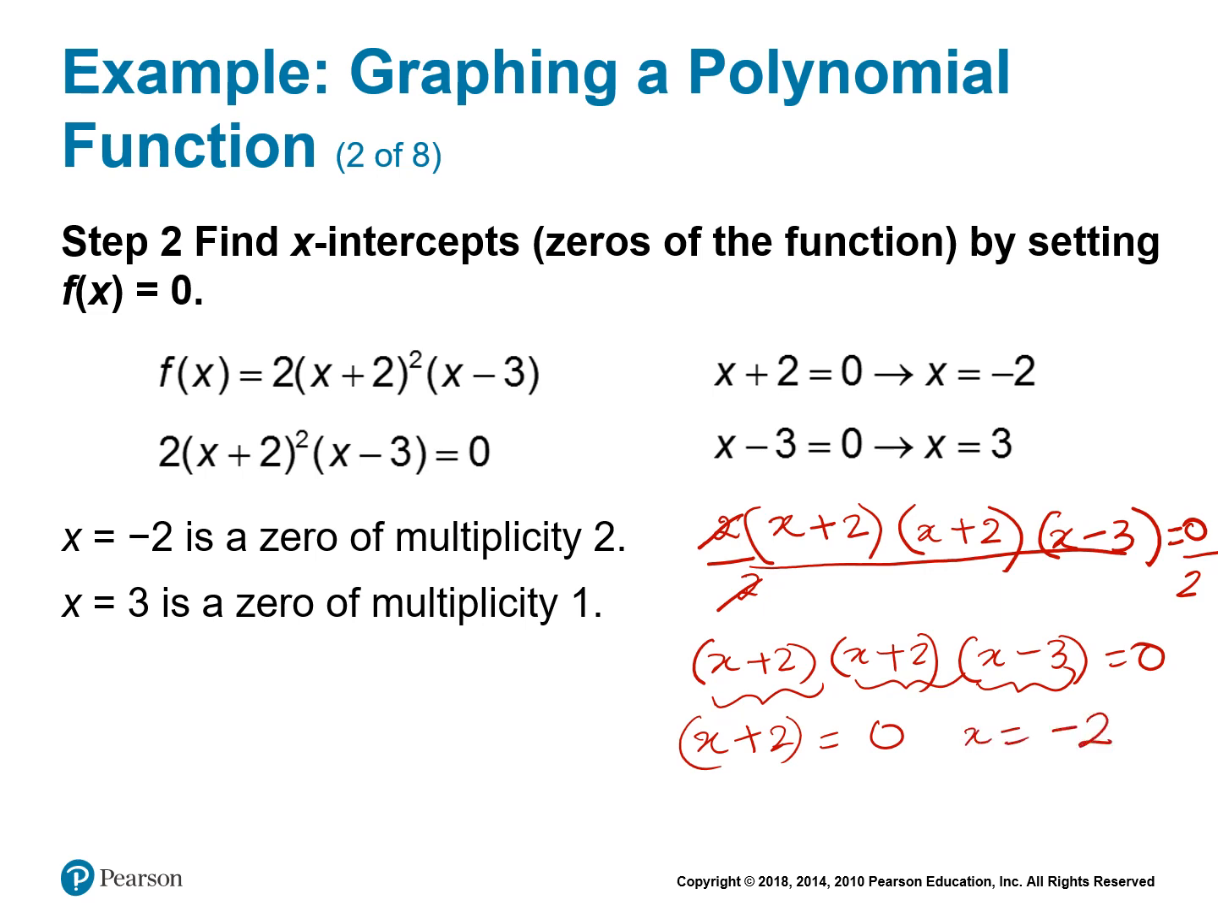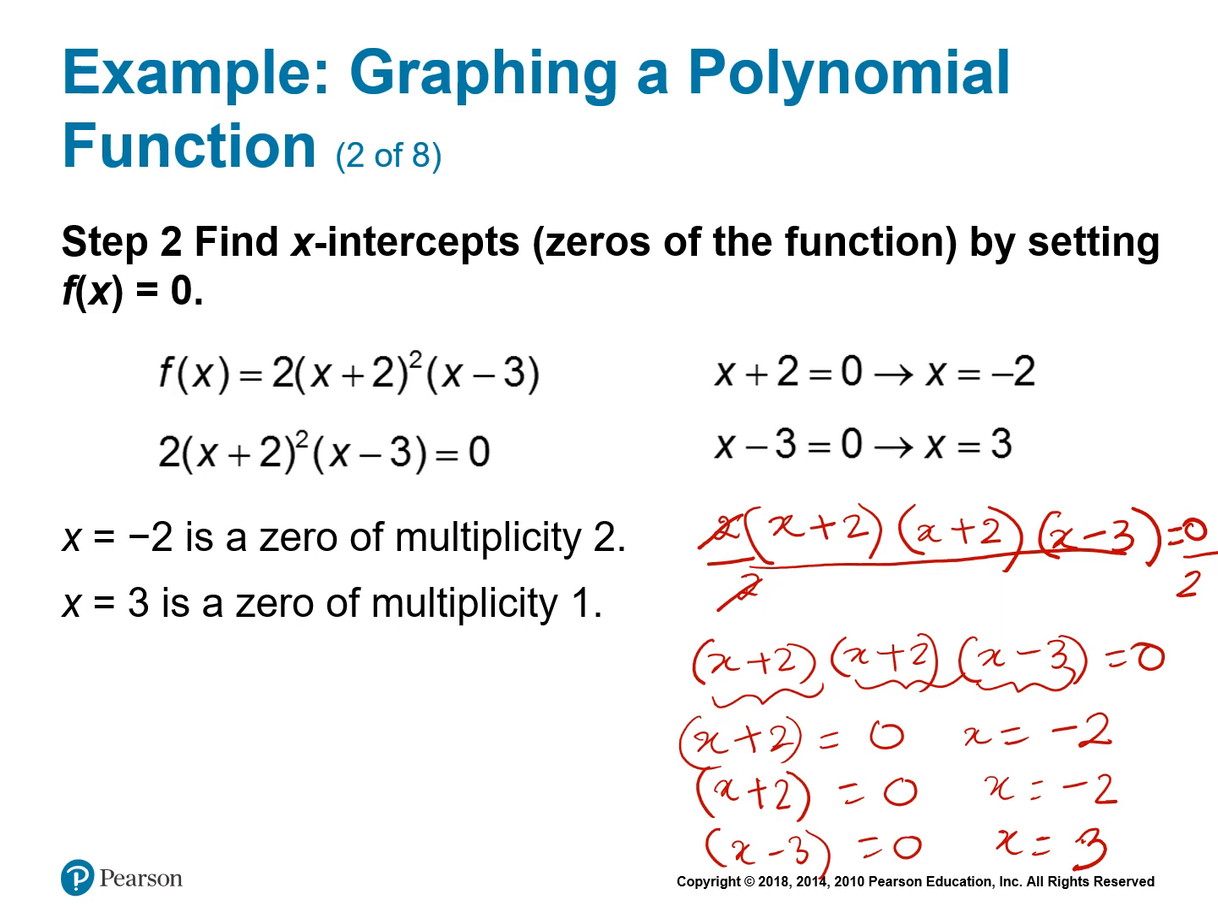Then we have this second factor, which is x plus 2. Just a second, I lost my pen here, so bear with me. X plus 2, that's the second factor, equal to 0. Therefore, x equals negative 2. And lastly, we have x minus 3 equal to 0. Therefore, x equals positive 3. And now we have to determine the multiplicity, if any.